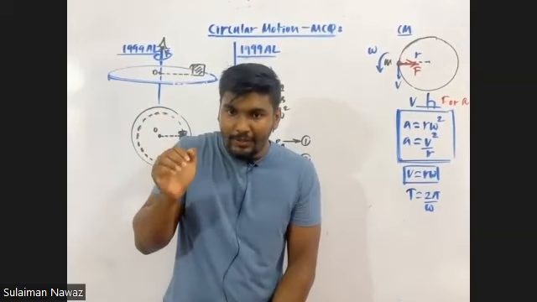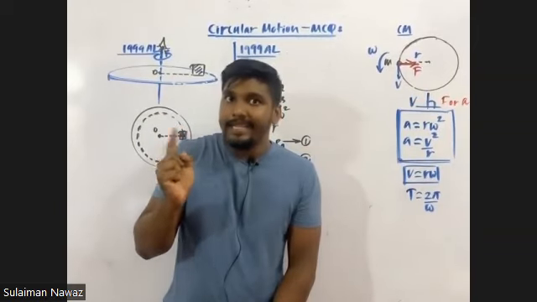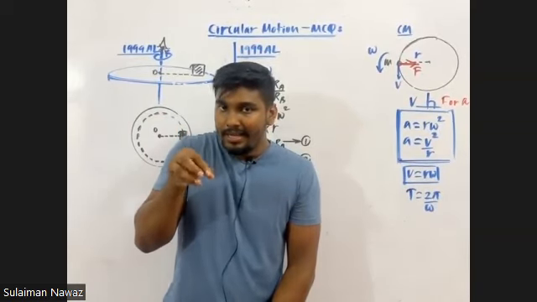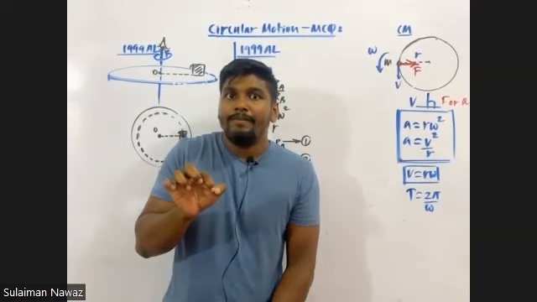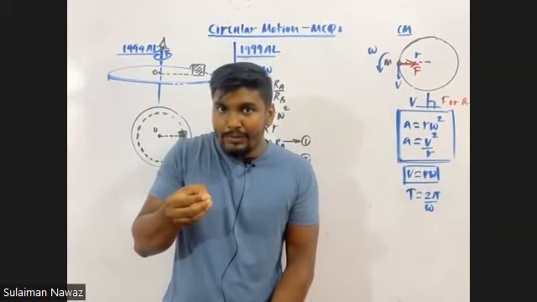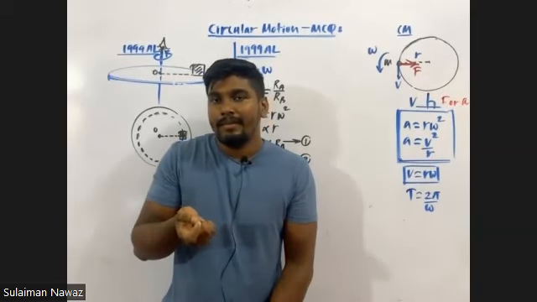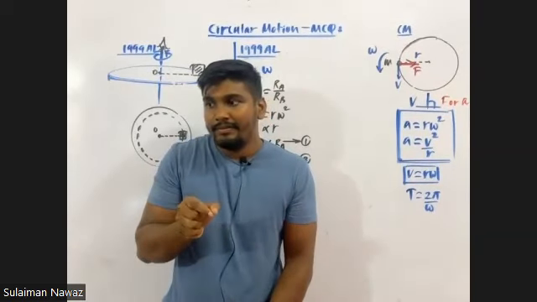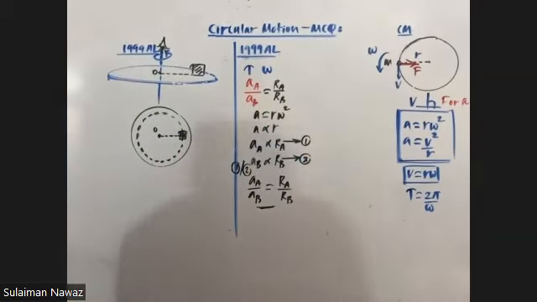When you place an object on the table and that table rotates, in order to move the object in a circular motion, which force produces the centripetal force? Reply in the chat box: which force acting on the object acts as the centripetal force? That is the friction force, right?